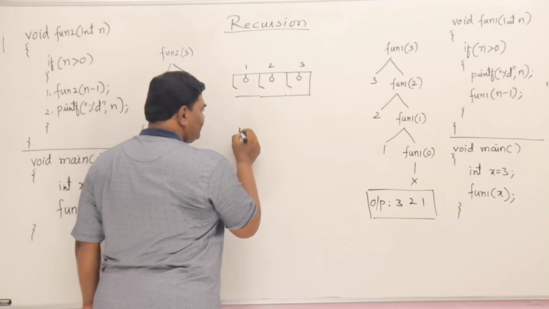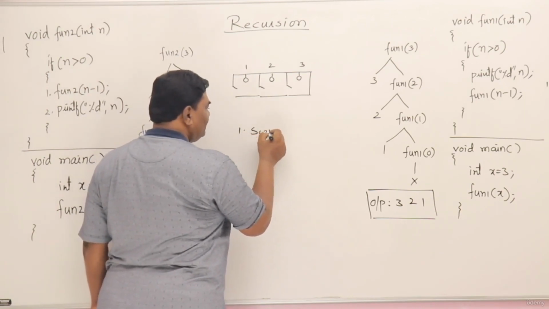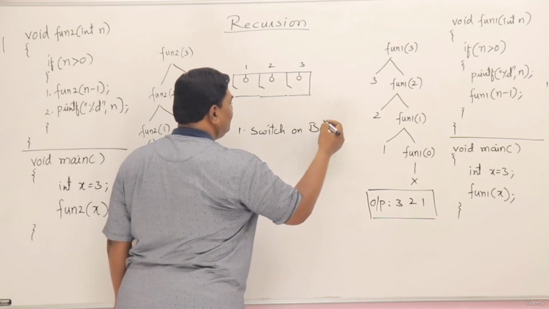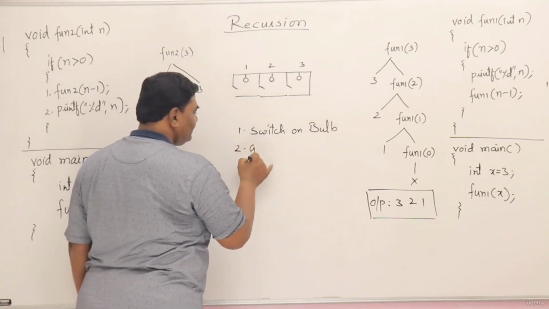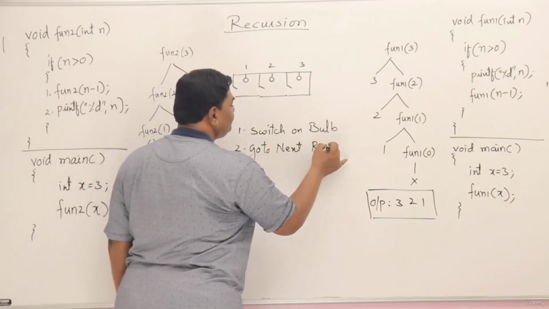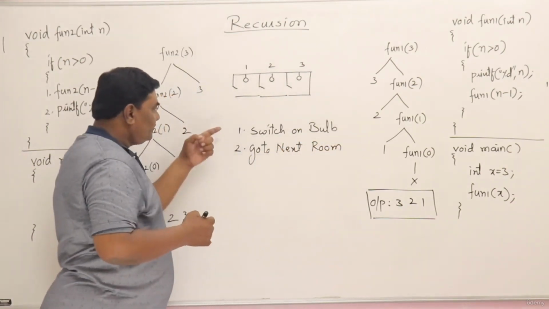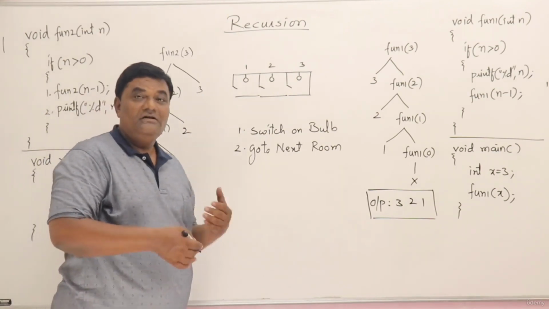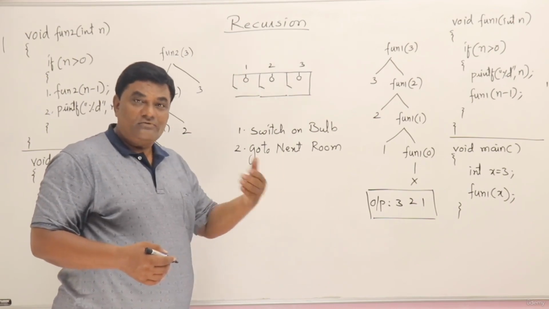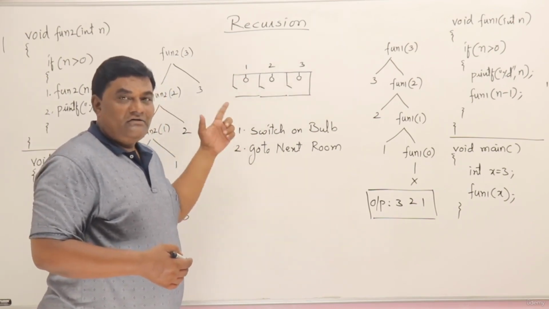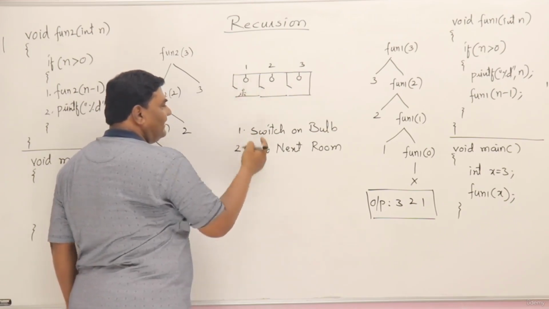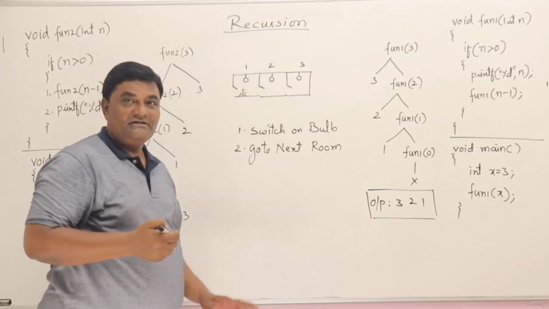Now, if I give you the instruction, first switch on the bulb, second step is go to next room. So these are the 2 steps if I ask you to perform recursively. So there are rooms like this, right? So nested rooms, room inside room. Now, if I make you stand here and ask you to perform this recursively, then what will you do?